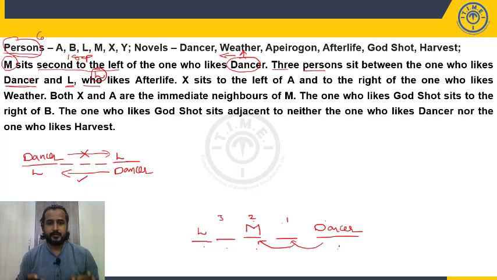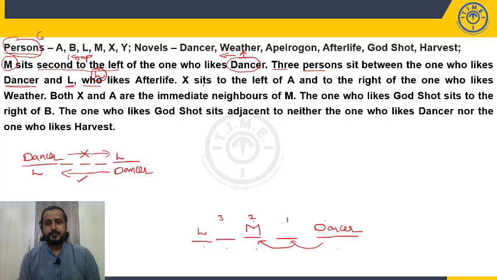Now we have one more person to place. That one person may be to the immediate left of L, or to the immediate right of dancer. That we don't know. So still we have how many possibilities? 2 possibilities. But so far we have a clear picture, right? Okay, let's move ahead instead of going for those 2 possibilities.